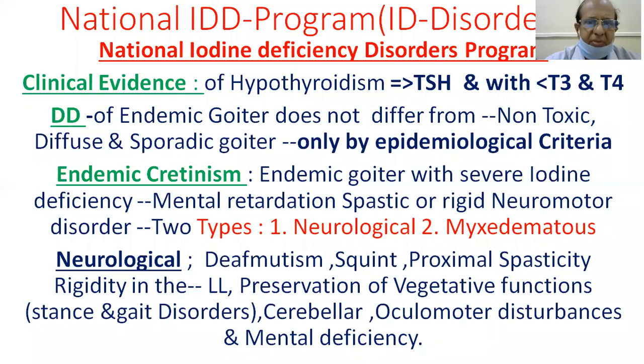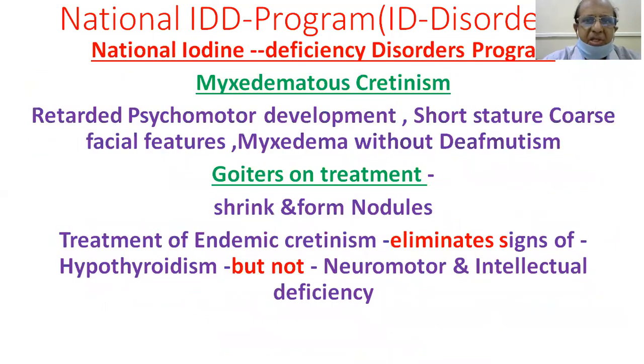What is endemic cretinism? Endemic goiter with severe iodine deficiency with mental retardation, spastic or rigid neuromotor disorder. There are two types of endemic cretinism: neurological and myxedematous. Neurological: deaf mutism, squint, proximal spasticity, rigidity in the lower limbs, preservation of vegetative functions, stance and gait disorders, cerebellar and oculomotor disturbances, and mental deficiency. Myxedematous cretinism: retarded psychomotor development, short stature, coarse facial features, myxedema without deaf mutism. Deaf mutism is only in the neurological type.